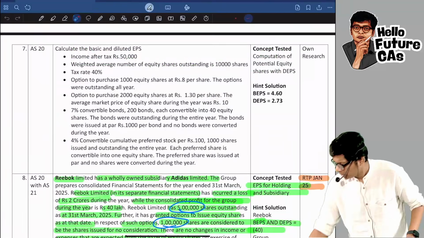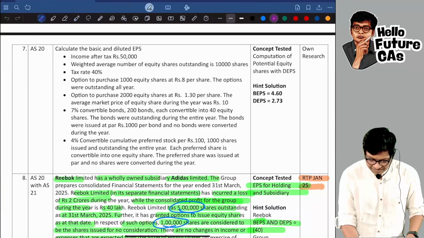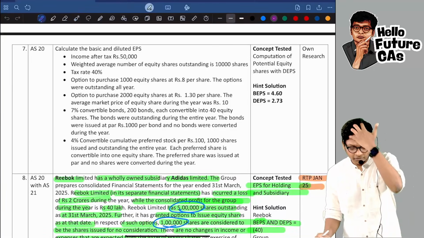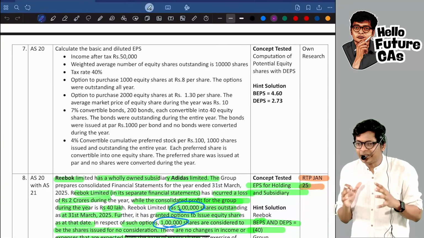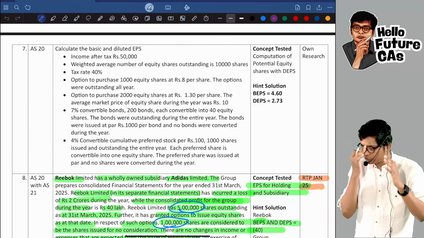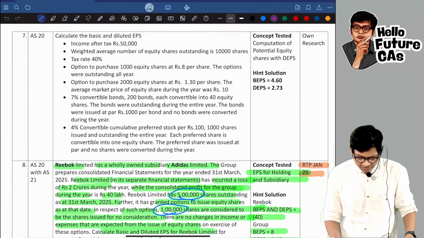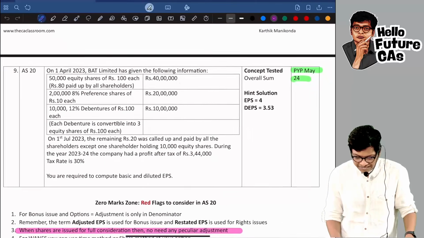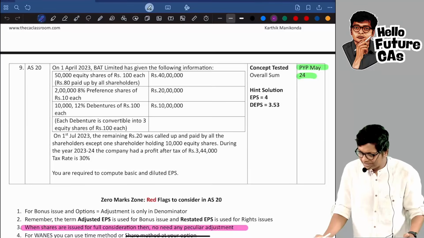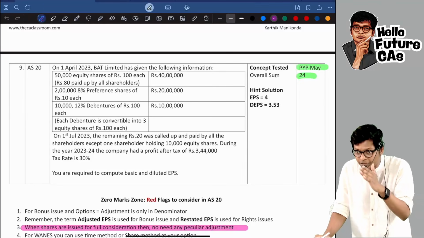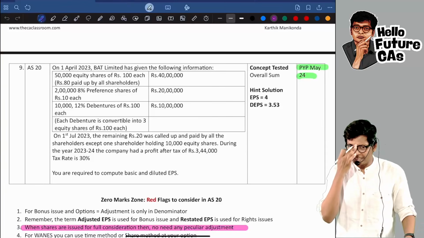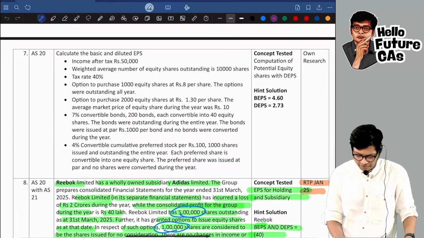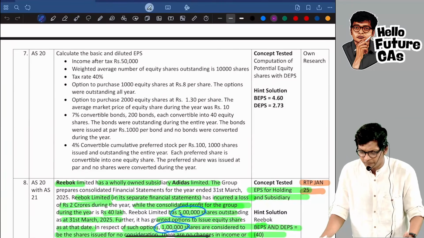Okay. Hi guys, welcome back to the last session in AS20 workout. Now we are in diluted EPS. There are 2 exam level problems that we have in AS20 in diluted EPS, which is question number 7 and question number 9, which is left. Question 9 is a past exam paper, May 24, new syllabus, where this question came for the first attempt. But before I get into that, let me do another question, question number 7, which is a known question.